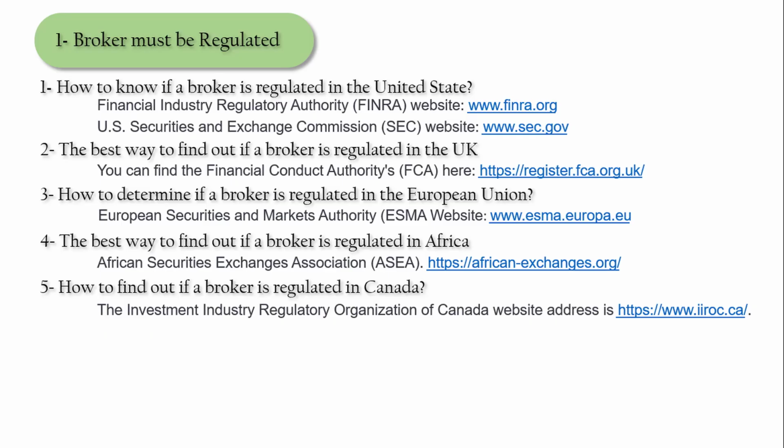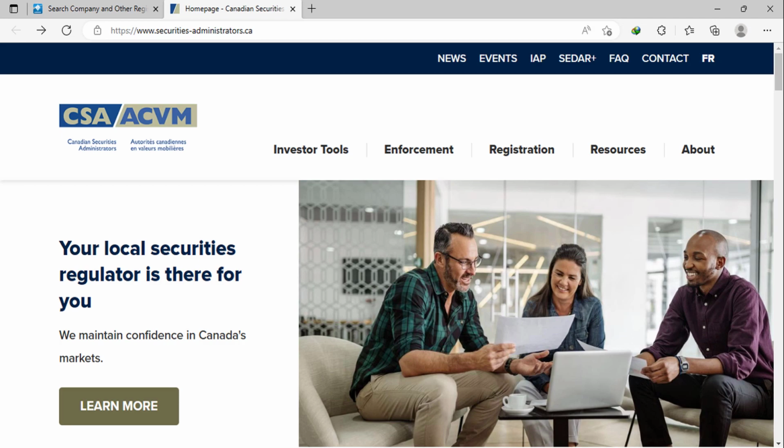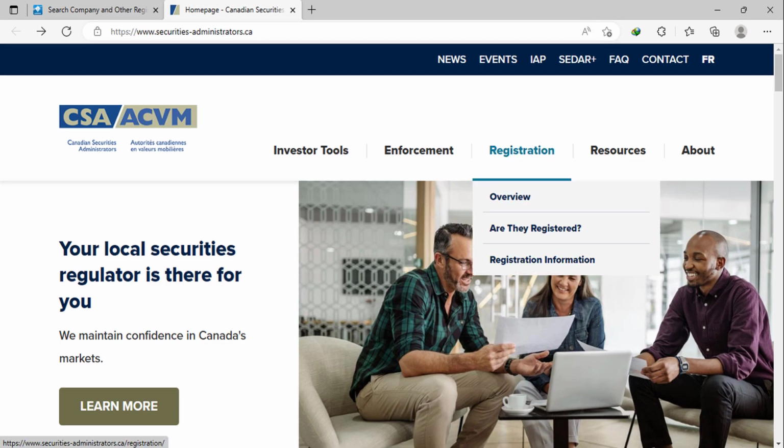The second option to check if the broker is regulated in Canada is to contact the Canadian Securities Administrators (CSA) for more information on the broker's regulatory status in Canada. So you can go to this website as well. After you open the CSA website, this page will open. On this page, go to Registrations. Click on "Are they registered?" After that, this page will open.